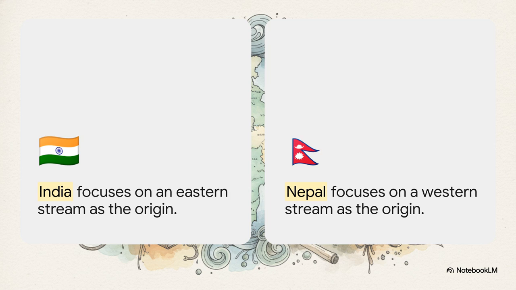India points to an eastern tributary stream as the true origin. This means the highly strategic territory to the west of that stream, which includes the Kalapani region and the Lipulekh Pass, falls squarely within India. Nepal, on the other hand, points to a western tributary stream called Limpia-Dura. They claim that that is the true origin, which would place that exact same triangle of land within Nepal. It's a massive clash of modern interpretation, all stemming from a single, centuries-old omission.